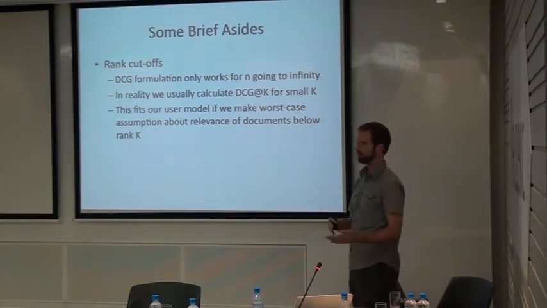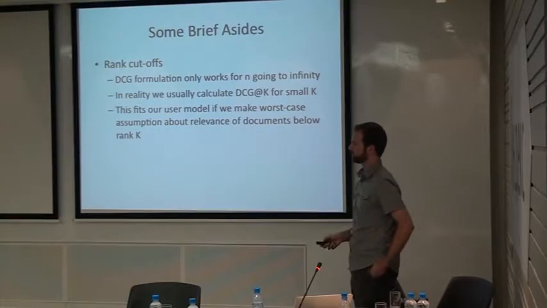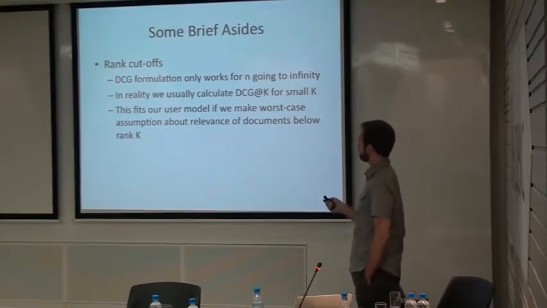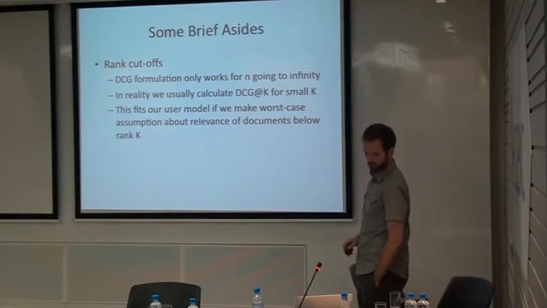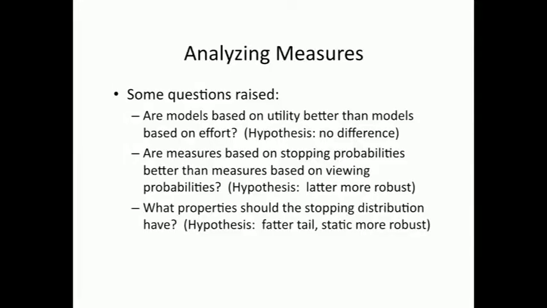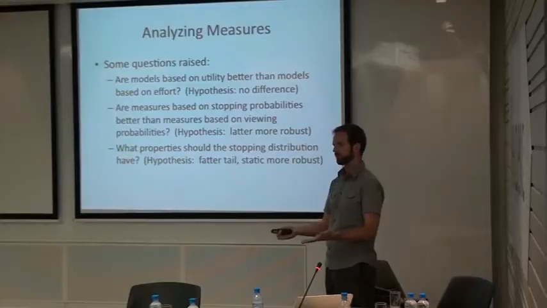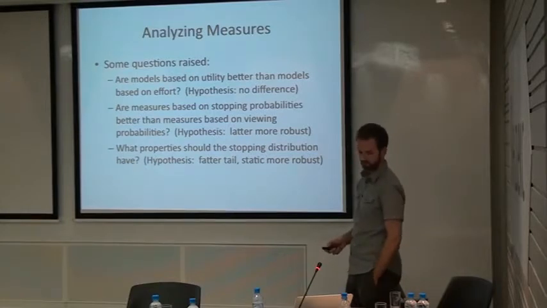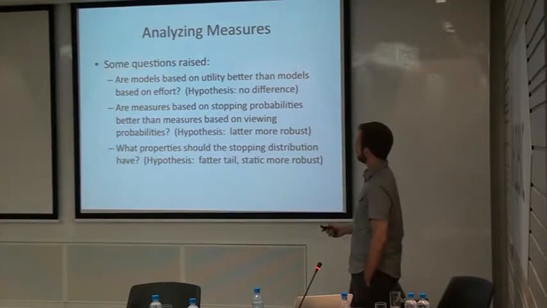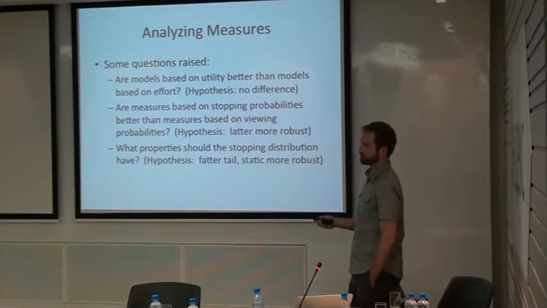I will mention one other thing here, which is the fatness of the tails. As we take these distributions out to infinity, RBP goes to zero very fast. DCG goes to zero much slower, and RR, the reciprocal rank distribution, goes to zero in between those two. So I'm going to characterize DCG as having a fat tail, RBP as having a thin tail, and reciprocal rank as having a sort of medium weight tail. And that's a way to characterize differences between measures in terms of their stopping probability distribution.